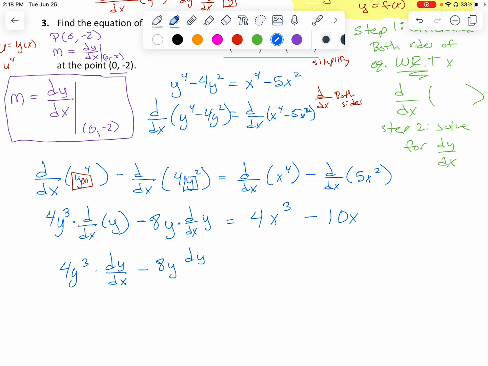So I can write that this way. And everything else doesn't change, I just copy it down. So what I'm really looking to solve for is this dy dx. That's my variable. That's what I'm solving for. So I've already taken my derivative, and now I'm going on to step 2 to solve for dy dx.